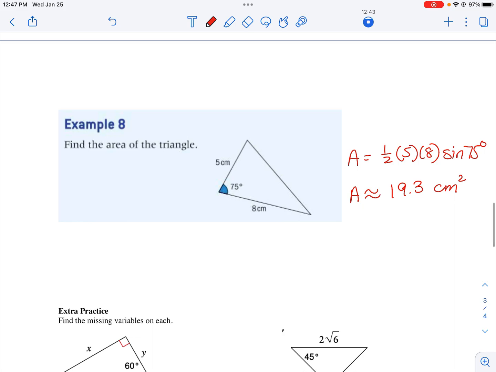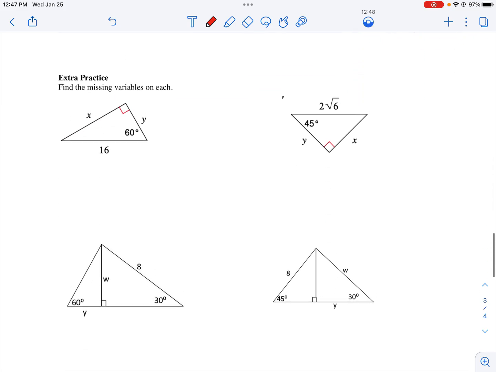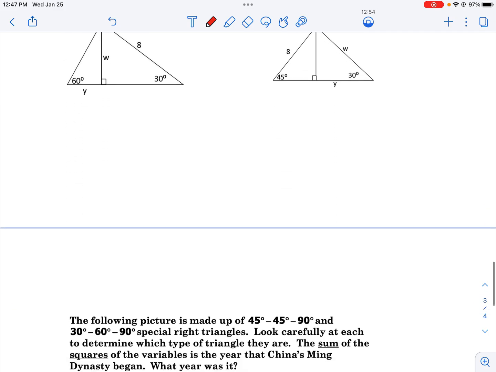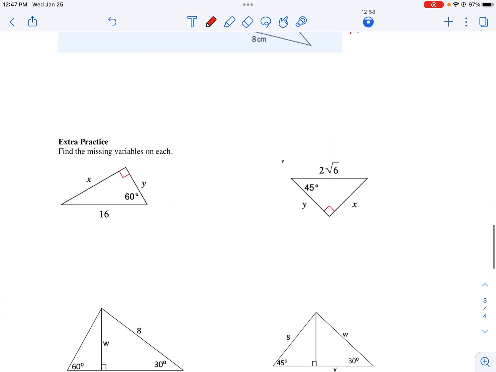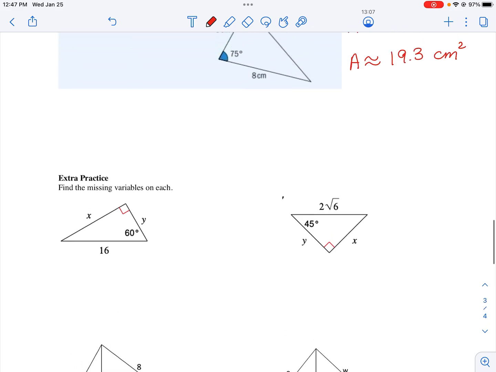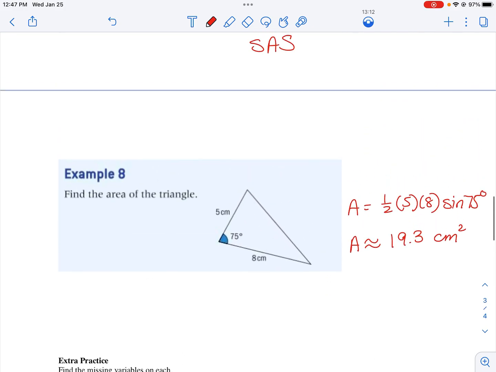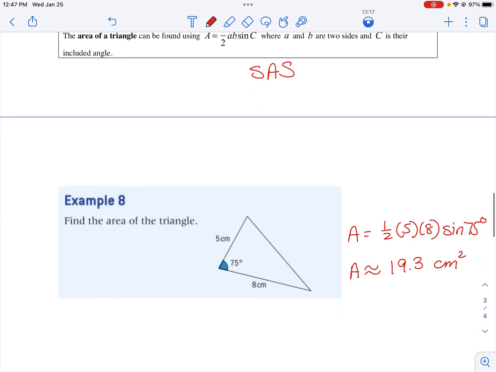All right, those are the notes. What I'd like you to do first is go ahead and try these extra practice problems. Then we'll talk about these the next school day. And then for funsies, if you'd like to try this puzzle, I'm not sure that it adds up to, I did not get China's Ming Dynasty year correctly. So you give it a try and we can compare answers. And then start working on the 12-2 homework from the textbook.